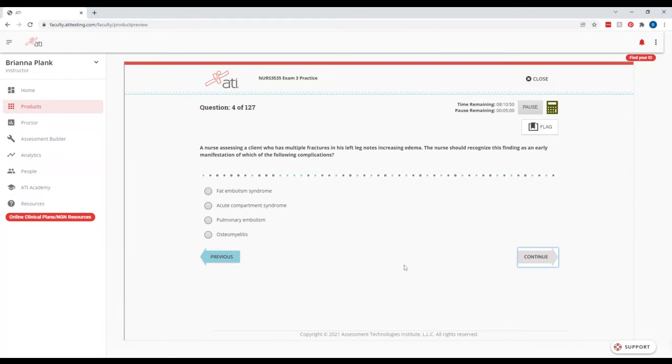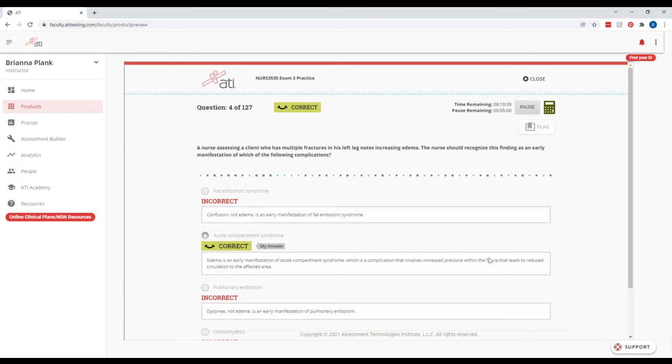Okay, we have multiple fractures on our left leg. It's causing edema. And then what would be recognized as an early manifestation of complication? Chanel says B. Yeah. So breaking down the question, we've got multiple fractures in a leg and there's edema. So these are your clues that they're looking for compartment syndrome because that's a recipe for compartment syndrome, right?